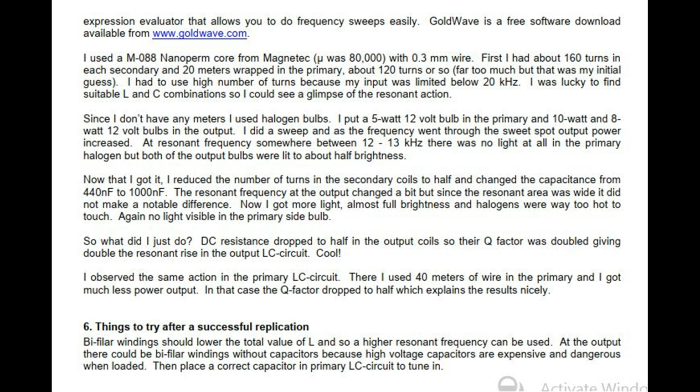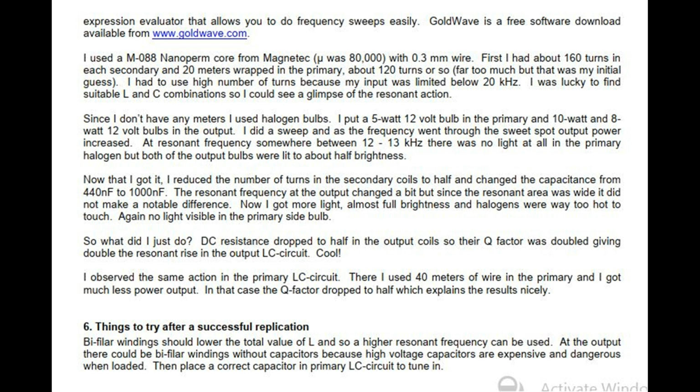Now that I got it, I reduced the number of turns in the secondary coils to half and changed the capacitance from 440 nanofarads to 1000 nanofarads. The resonant frequency at the output changed a bit, but since the resonant area was wide it did not make a notable difference. Now I got more light, almost full brightness, and the halogens were way too hot to touch. Again, no light visible in the primary side bulb.